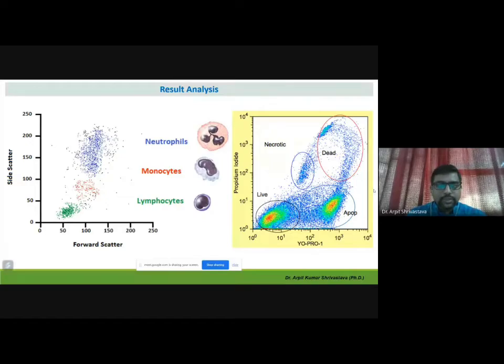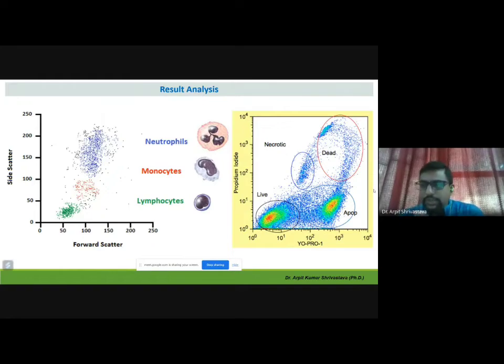Then similarly, monocytes are less complex in comparison to neutrophils, but more complex in comparison to lymphocytes. They come in between the blue population and the green population. And lymphocytes, obviously, come just near the X and Y axis, where low forward scattering and low side scattering occur.